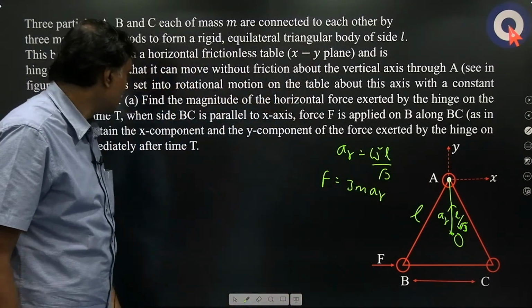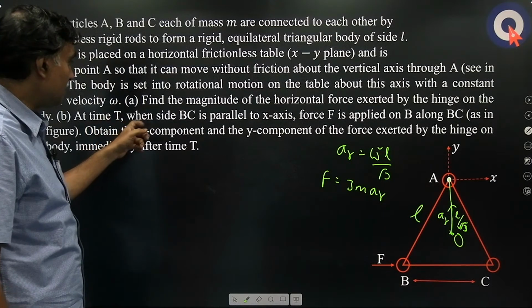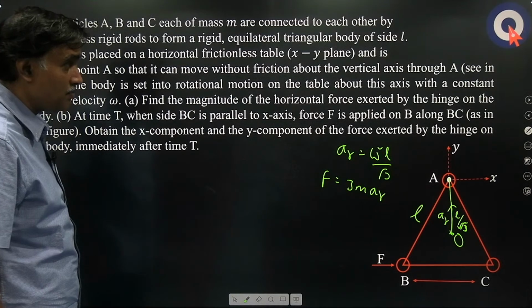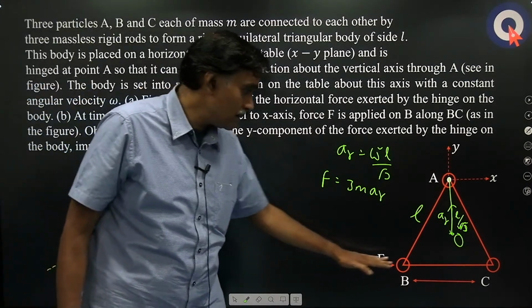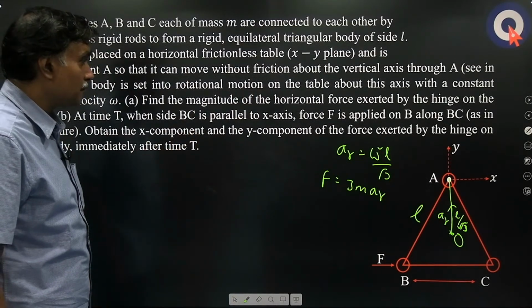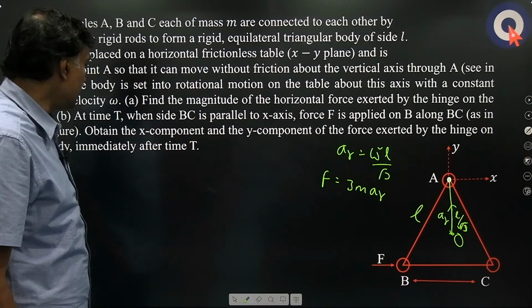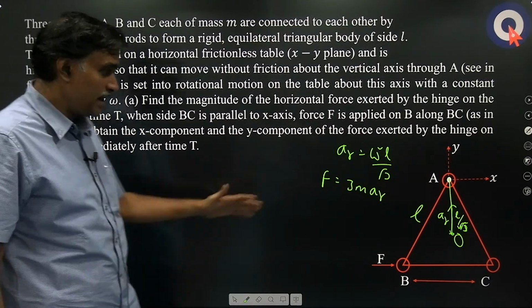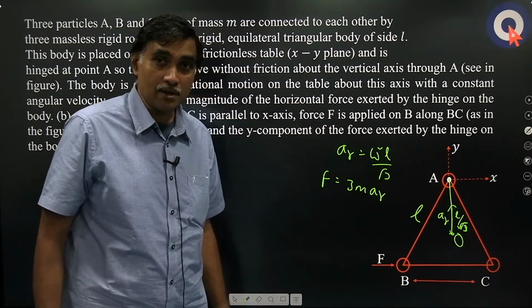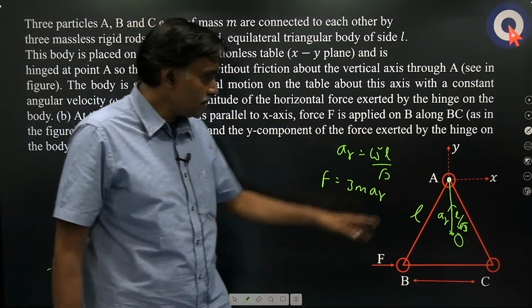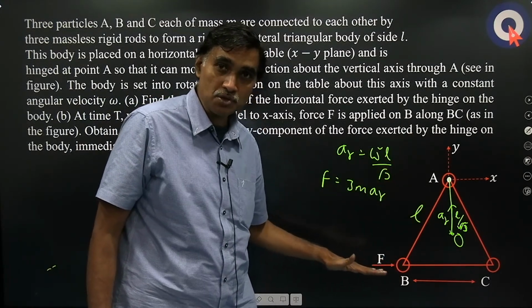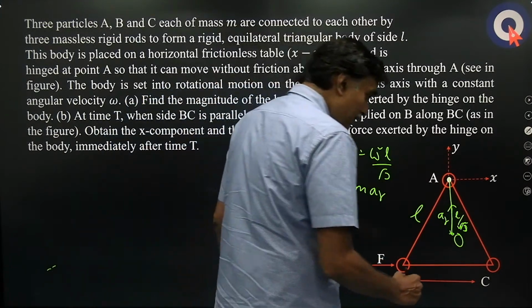Okay. Next bit, at time capital T, when side BC is parallel to the x axis, force F is applied on B along BC. So there is a force applied on B along BC. Obtain the x component and y component of the force exerted by the hinge on the body immediately after time t. Now immediately after this force is applied, what is the x component of force and y component of force? That is what they are asking. Now it is still rotating with omega, and then we have applied some force. So this force will produce torque. Because of that, it will acquire angular acceleration.